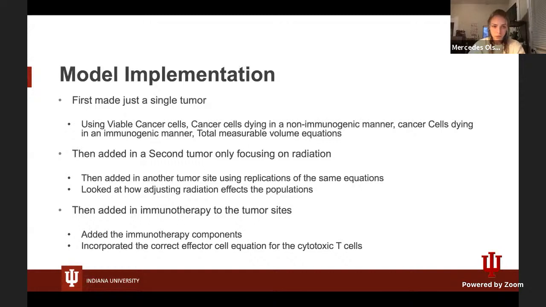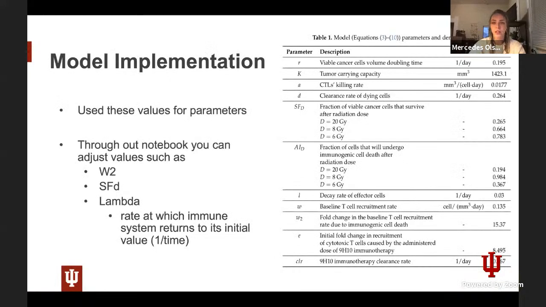And then both adjusting the radiation on the time and the amount. And then the final thing I did was I added immunotherapy to the tumor sites by adding the components and incorporated the correct effector cell equation for the cytotoxic T cells. And then here's that chart I was talking to you about, just going over the different parameters.